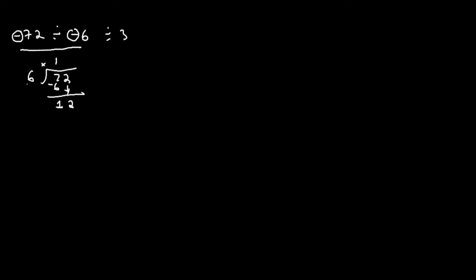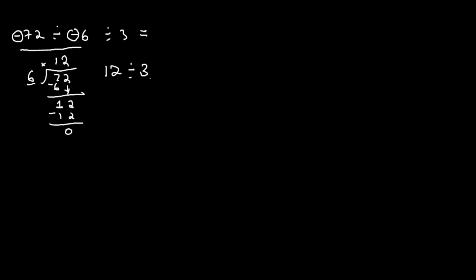Try this one, negative 72 divided by negative 6 divided by 3. So first, solve these two. Predict the answer. Always look out for the signs. Negative and negative gives you a positive. Now let's divide 72 by 6. 6 into 7 goes 1 time. 6 times 1 will be 6. Now you subtract. 7 minus 6 will be 1. Bring down the 2. How many times does 6 go into 12? It goes 2 times. 2 times 6 will be 12. Subtract 0. So your answer is 12 divided by 3.